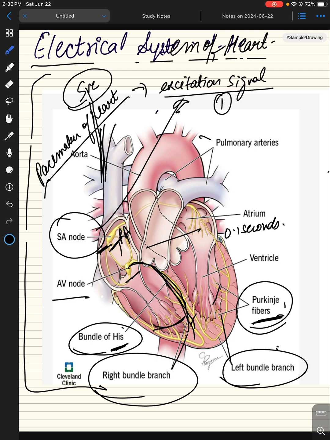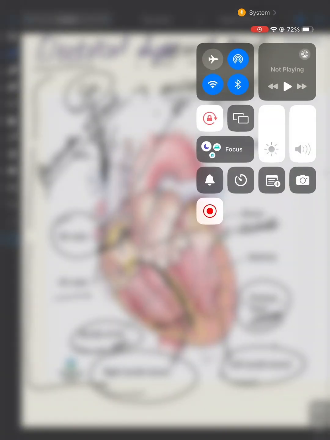So this is about the conduction system of the heart till now. Now I will help you make a chart showing how the electrical system works.